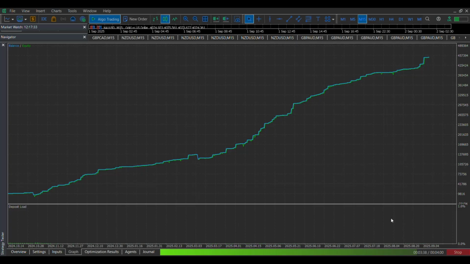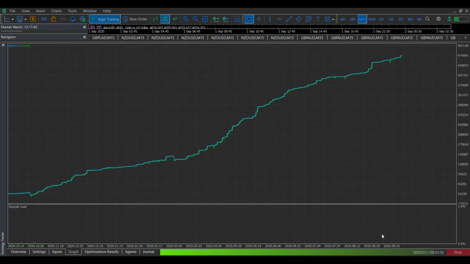Let's move to the last. As you can see, it is going. And just look here. The initial balance was 10K and it has not completed the full 1 year, but it is currently 464,712.